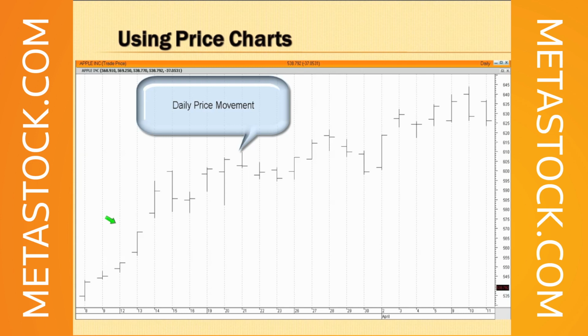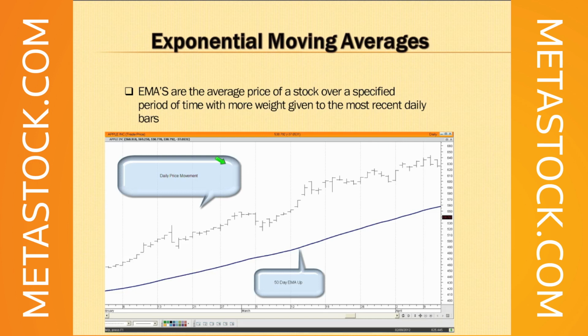So I use daily price charts to determine the price trend of a stock. Here's a daily price trend for Apple, and these vertical bars, of course, represent the daily price movement of Apple stock for that day. And the column to the right hand side has the price. And here's a daily price chart of Apple, and we also have the 50-day exponential moving average, which is this line right here.